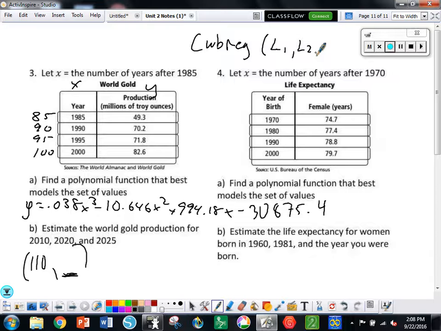Okay, now I need to store it, and the storing comes right here. So you're going to do the same thing here. You're going to hit the vars. You're going to go to Y-vars, to function. And we want to put it in Y1. After I hit that, there should be a Y1 right here.